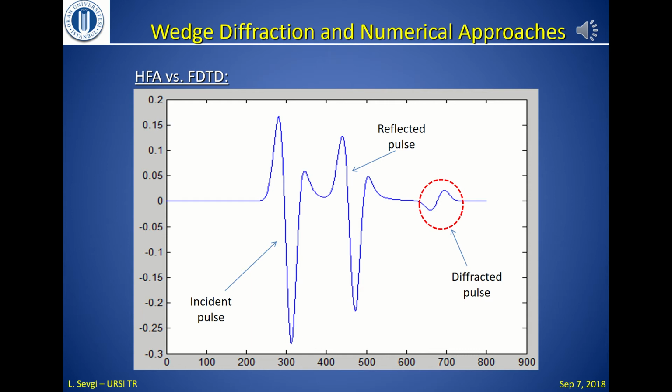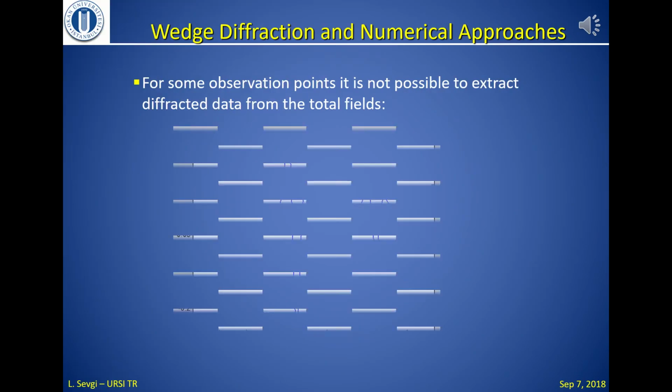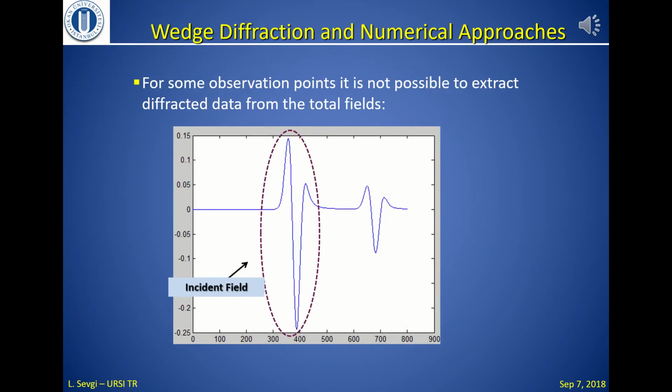Here, signal versus time during the FDTD simulation at one receiver is given. If incident, reflected, and diffracted pulses are separated in time, time gating can be applied and diffraction coefficient can be obtained with this FDTD method. Unfortunately, this happens rarely.